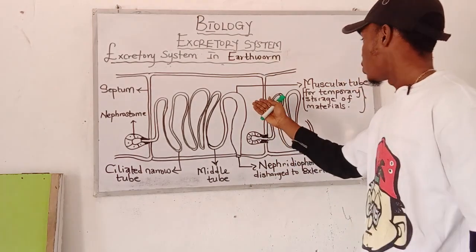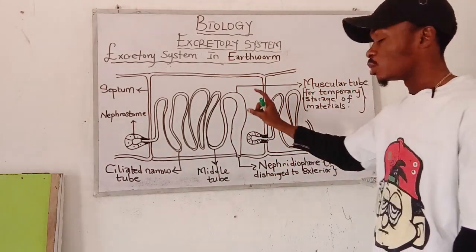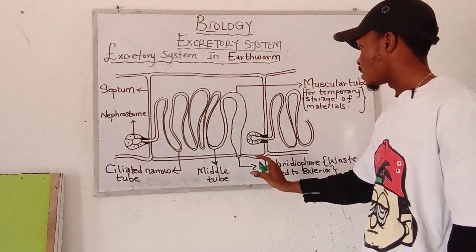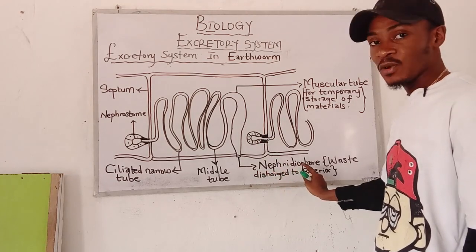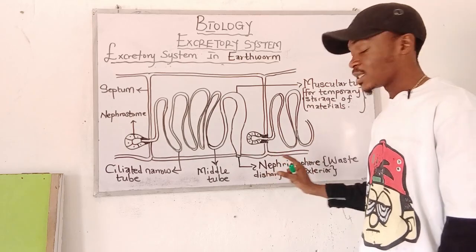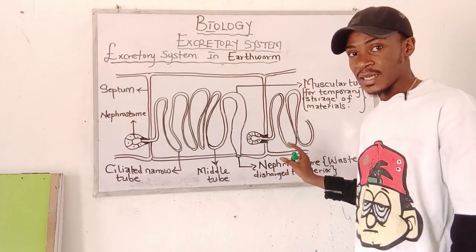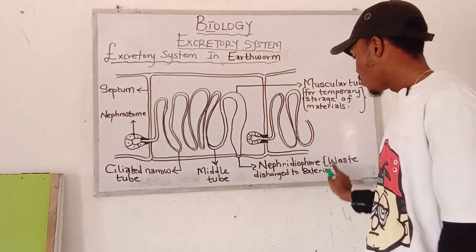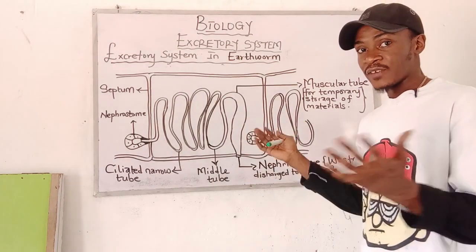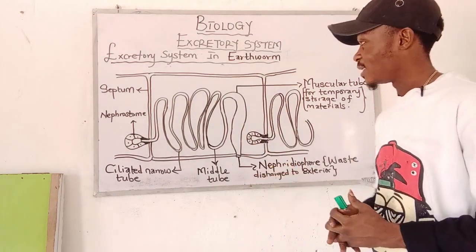Here in the earthworm, we have the muscular tube which holds materials temporarily until eventually these materials get to the nephridiophore. The nephridiophore is basically the equivalent of the rectum or the anus in a man. At the nephridiophore, the waste is discharged to the exterior environment. So this is quite an interesting process.